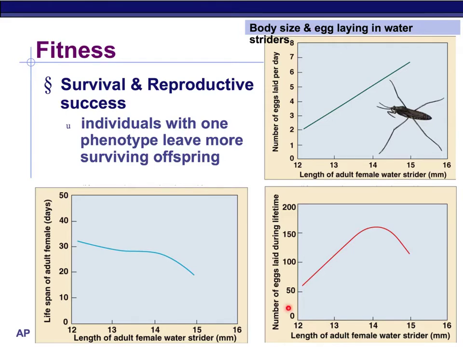This one shows the number of eggs laid during her entire lifetime versus the length of the female water strider. So this one shows a little bit different of a difference.